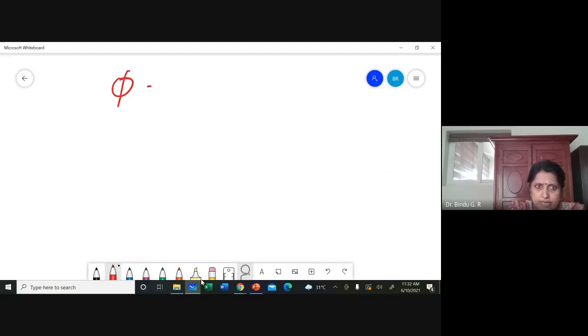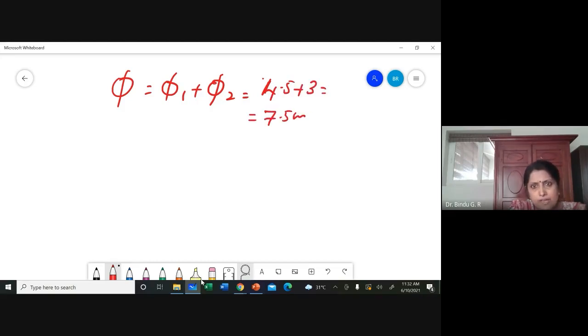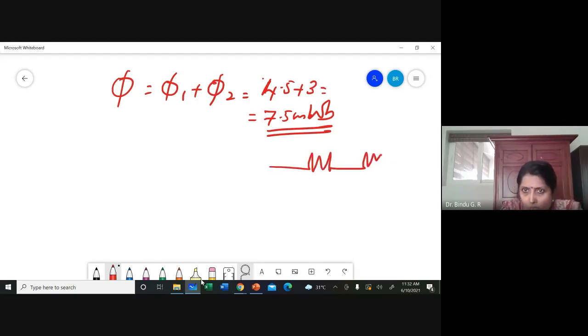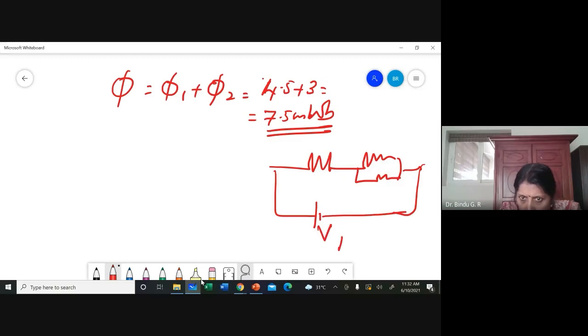Total flux phi is equal to Phi1 plus Phi2, which is 4.5 plus 3, equal to 7.5 milliwebers. Okay, that is the total flux. Now coming back to my electrical analogy, I am concerned with this Ni. How will I find out what is the total voltage now?